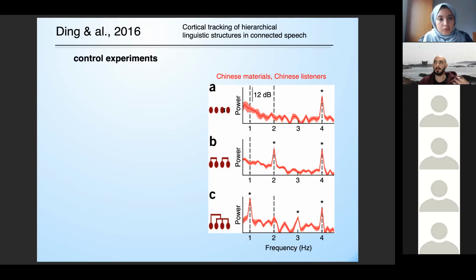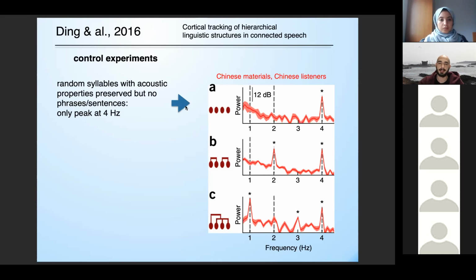Like cat, dog, mouse, and stuff like this. And what you expect, if what you're finding is really due to sentence and phrase synchronized processes, is that these processes are not going to show up in this control experiment. And yes, that's what they found. So with random syllables, with acoustic properties preserved, but no phrases and sentences, they only found the peak at 4 Hz, okay? So this was good.